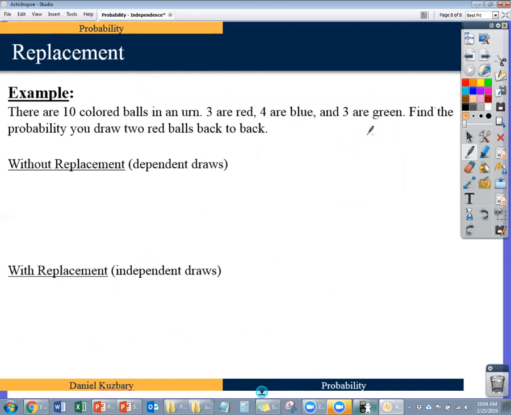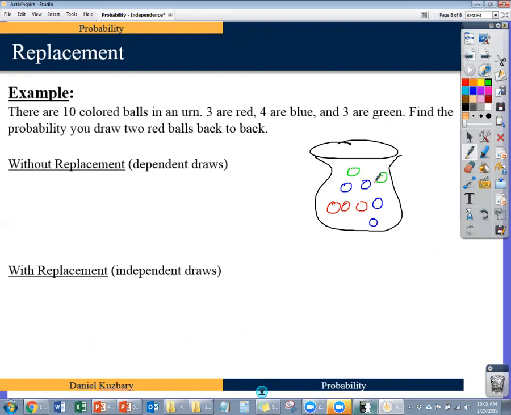So here's an urn. And in my urn, I've got 3 red balls, I've got 4 blue balls, and I've got 3 green balls. And the idea is you're going to draw something out of the urn at random, so you can't see what's going on in here. You just reach your hand in and you draw one. And I want to find the probability that I draw 2 red balls back to back.